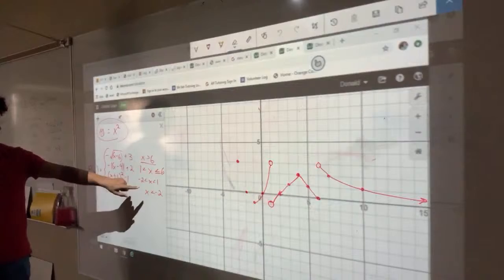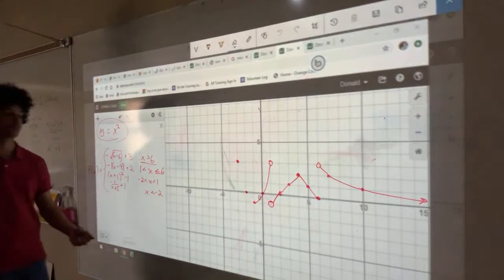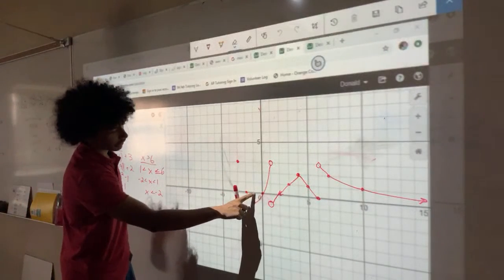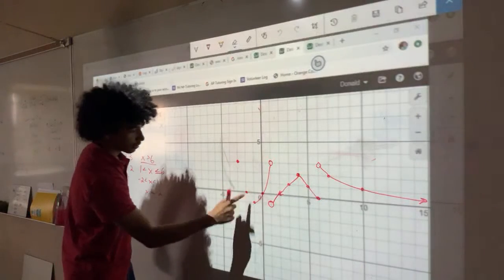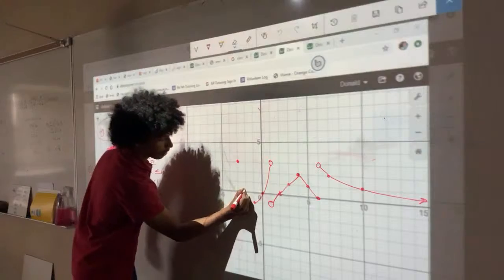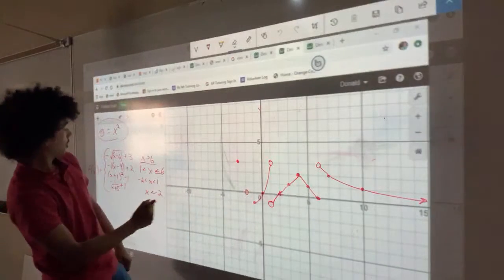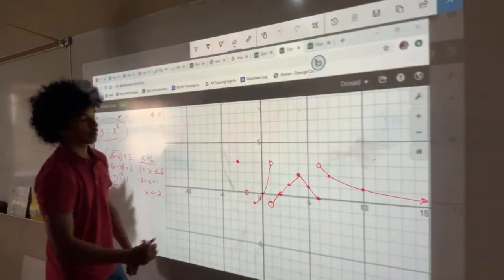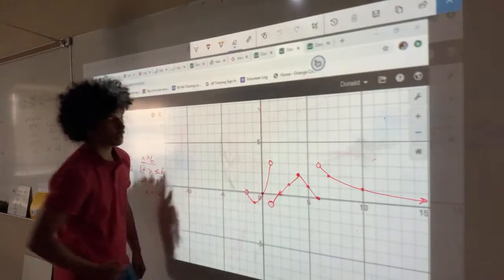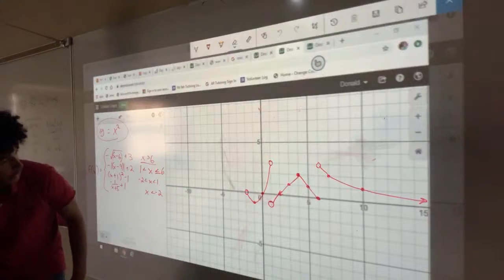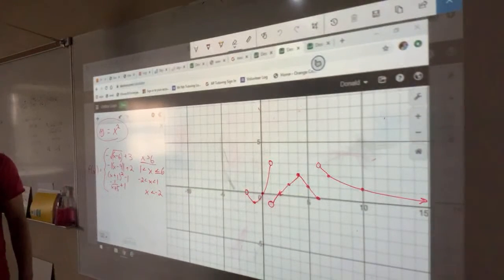It says x is greater than -2. So we're gonna go find x -2. Looks like it's right there. So we're gonna go ahead and put an open circle since it is not equal to. And boom. That's our third one. And nothing fails the vertical line test, so I think we're good.